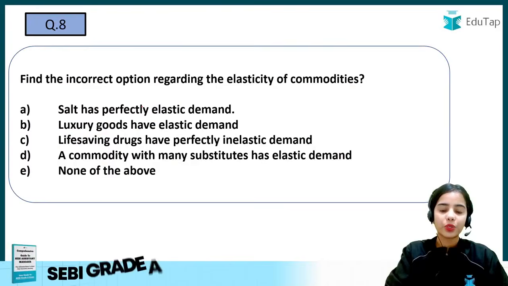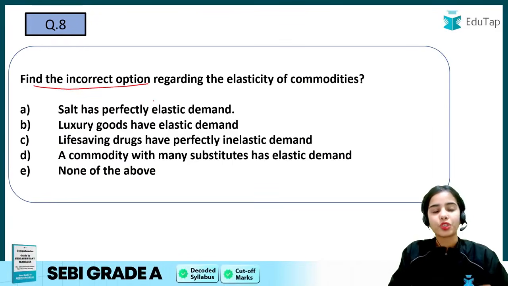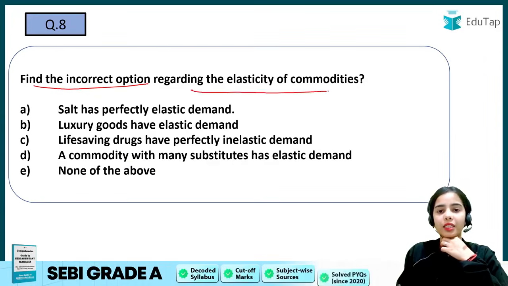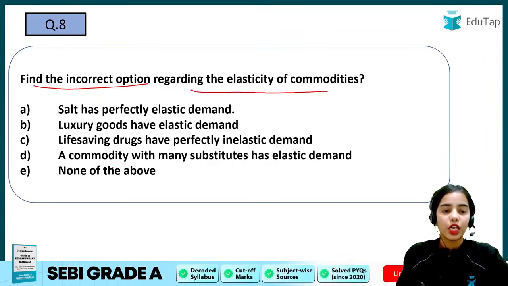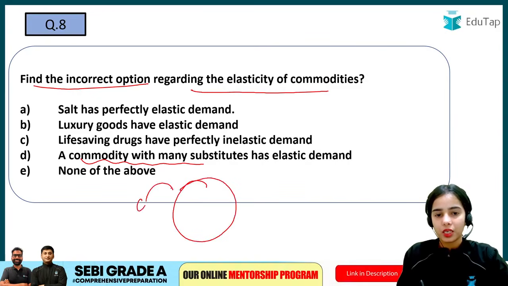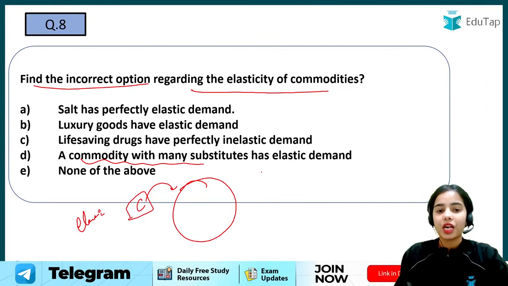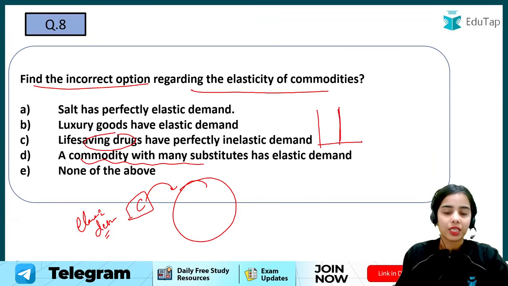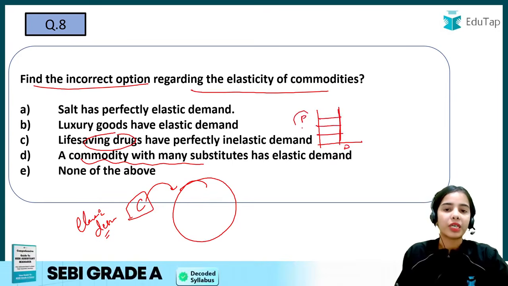Now coming to the next question: find the incorrect option regarding the price elasticity of commodities. If a commodity has many substitutes, then the commodity will have elastic demand. Yes, if there are many substitutes, the demand is elastic. Life-saving drugs have perfectly inelastic demand. That means the demand does not change. For life-saving drugs, the demand will not change even if the price is changing.